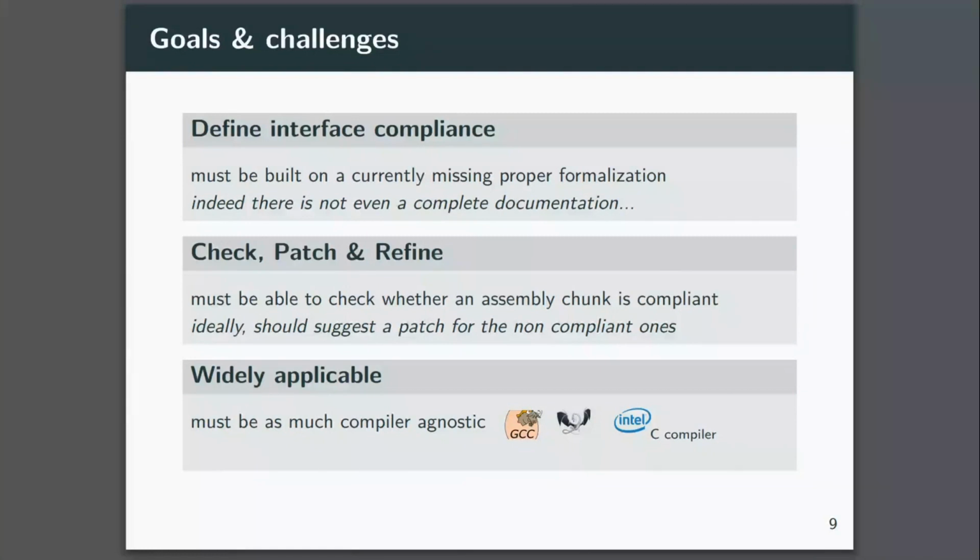For instance, if we find some case where inline assembly was overstated, so for instance, it contains constraints that are not useful for the chunk to work correctly. And of course, we want it to be widely applicable, so we want it to work whatever compiler we use, for example, GCC, Clang, or Intel C compiler, and for different architectures like x86 or ARM.